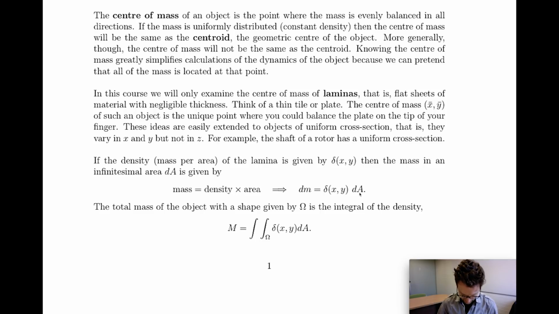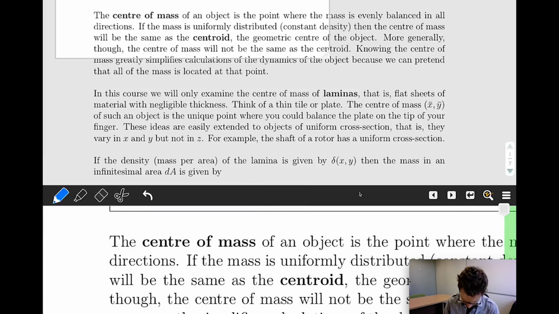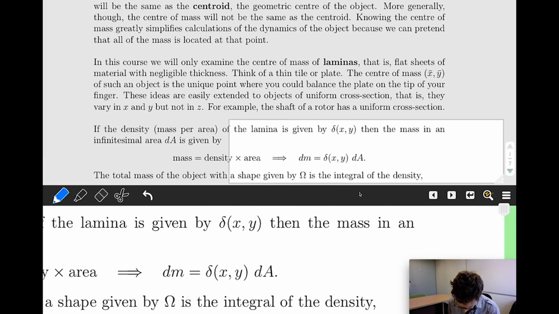So just if I drew a little picture of what I mean by that, we could imagine that I've got some little tiny square inside of my complicated object.